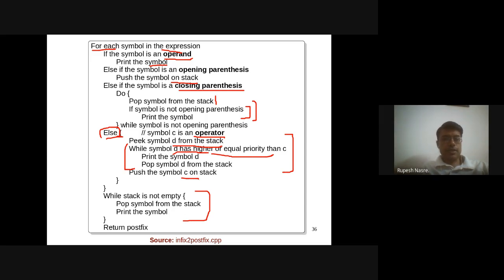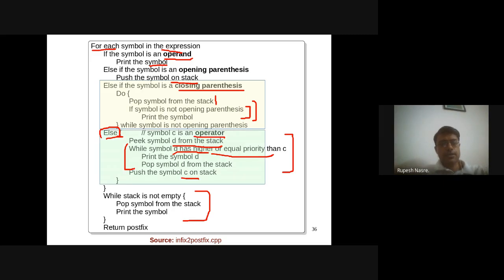Any questions on this algorithm? Anything that is unclear? Okay. Okay, so then I'm going to move ahead.